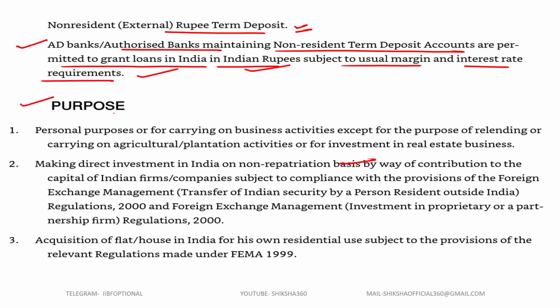So purpose. For what purpose are they giving it? For personal purposes or for carrying on business activities, except for the purpose of relending, or for carrying on agricultural or plantation activities, or investment in the real estate business. For these, a term loan against the term deposit is not allowed.